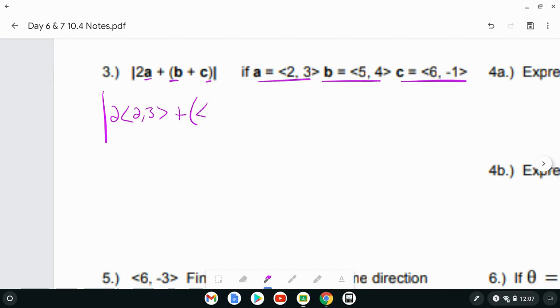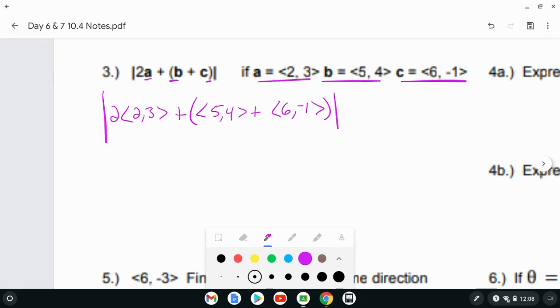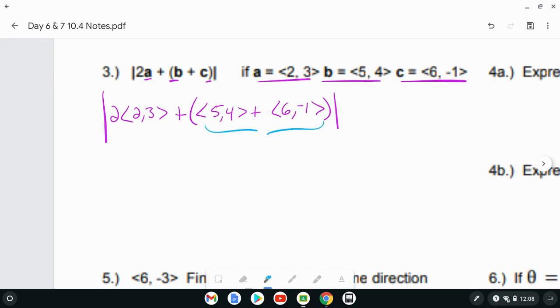inside the parentheses first. So we have vector B, which is 5 comma 4, plus vector C, which is 6 comma negative 1. So again, just like we did with any expression, we're going to do inside the parentheses first. So you end up with 6 plus 5, you're going to get 11. And those are horizontal components, and then the vertical components we add together as well. So the inside of that parentheses is just going to be 11 comma 3.